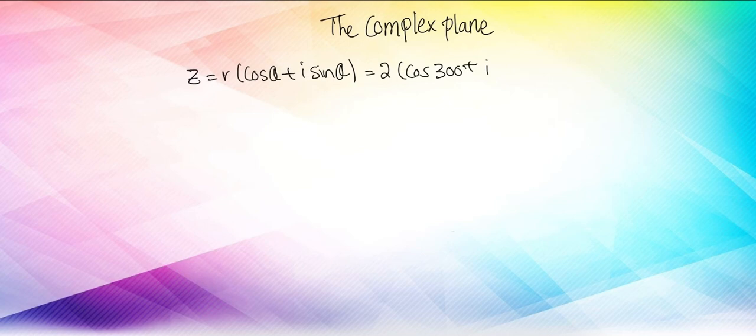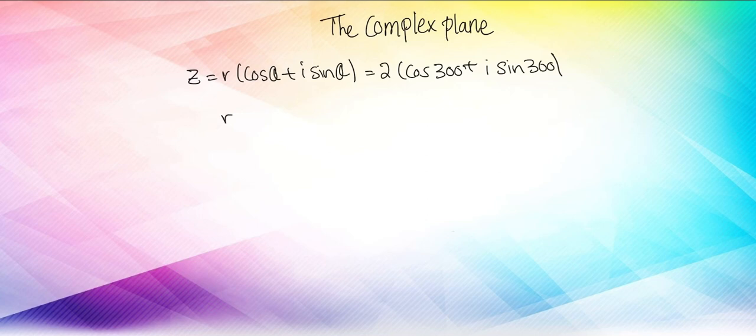We did... so I have a new question: z equals r cos θ plus i sin θ, equal to cos 300 plus i sin 300. We start, I will give you the example.